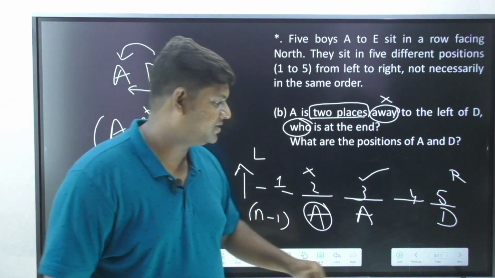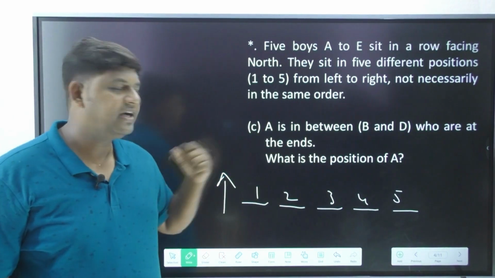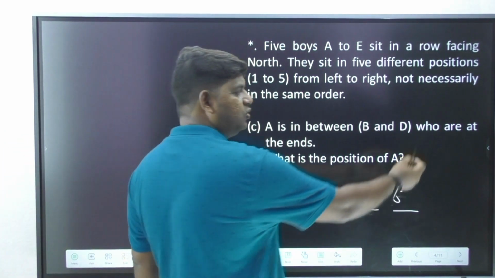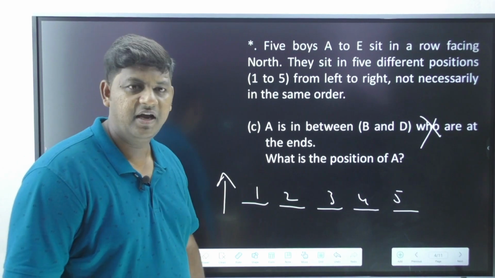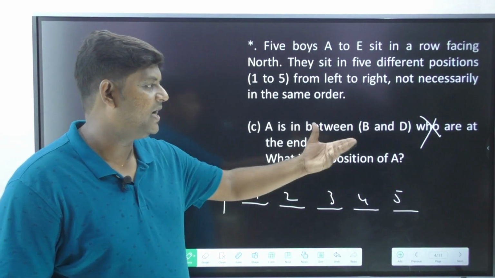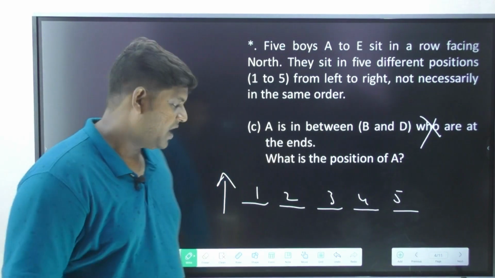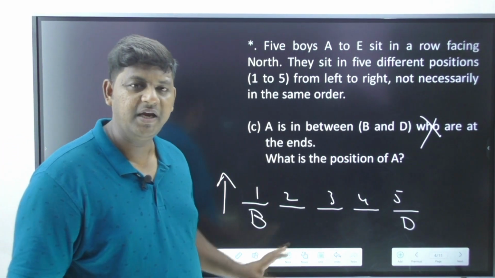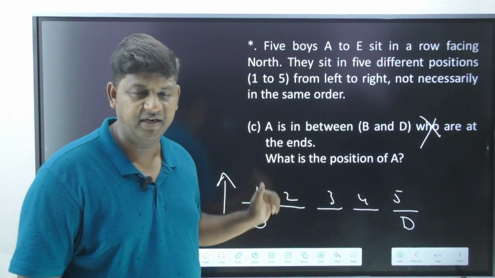Let's move on to the next one. A is in between B and D. Who are at the ends? Now, as I told you, who, which and whose do not have any importance. Let me just remove it and read my sentence. B and D are at the ends. Now, A is in between B and D. Now, why did I place B and D at position number 1 and 5? Because it is mentioning they are at the ends.